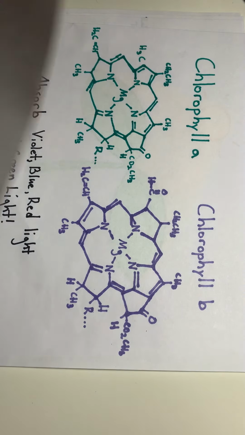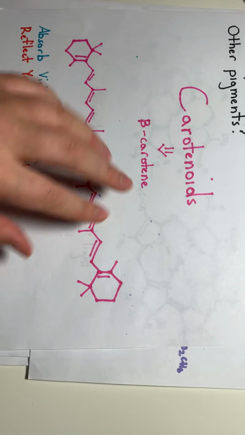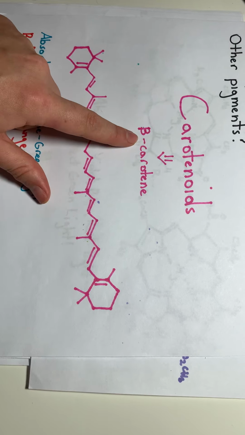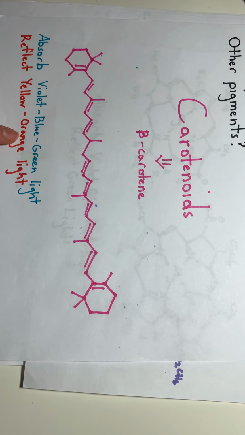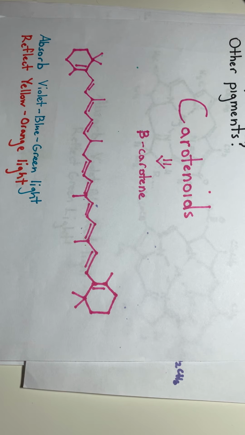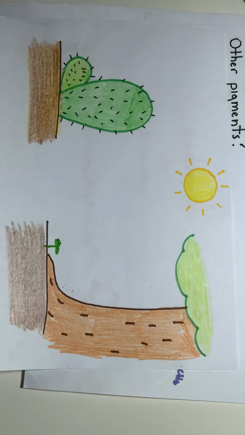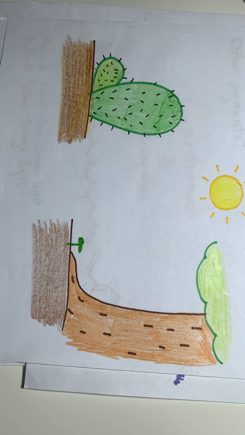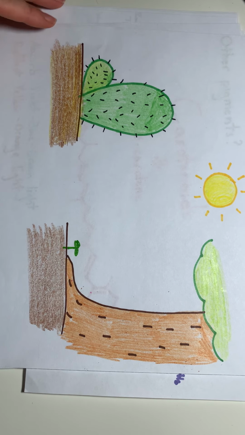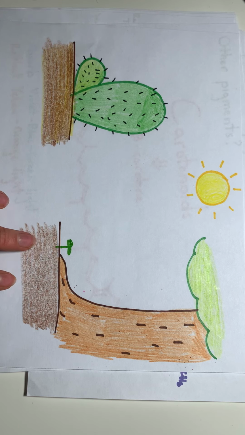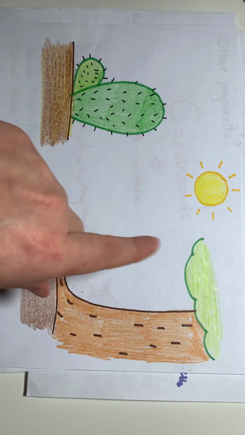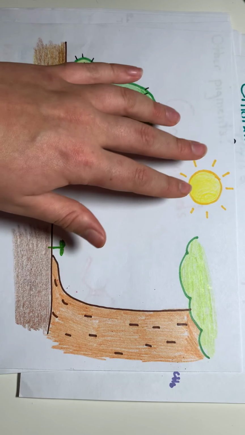Another pigment that you would find in a plant is a carotenoid, more specifically beta-carotene, which absorbs violet, blue, and green light and reflects yellow-orange light. Photosynthetic organisms have a mix of these three pigments, which allows the plants to absorb energy from a wider range of visible light wavelengths. It basically allows for adaptation, which is why a cactus in the sun can thrive the same way as a plant can under the shade of a tree with only partial light.